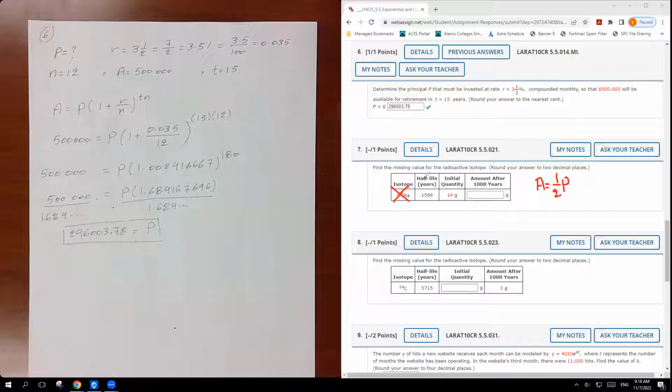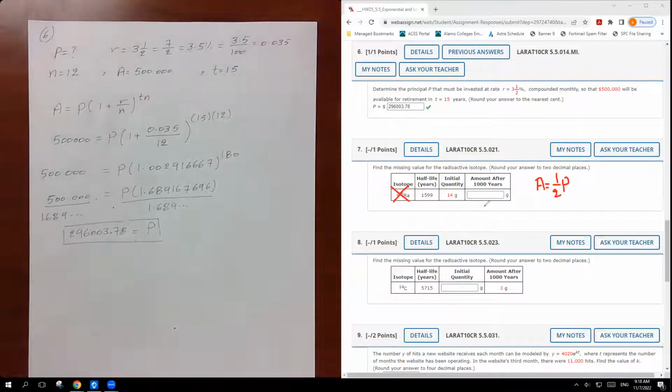But they're telling you the half-life is 1,599 years. The initial quantity, which is the P, equals 14 grams. What about the amount after 1,000 years? It's a radioactive element, which means it takes a really long time to decay. So let's check this information and how we're going to find the amount after 1,000 years.